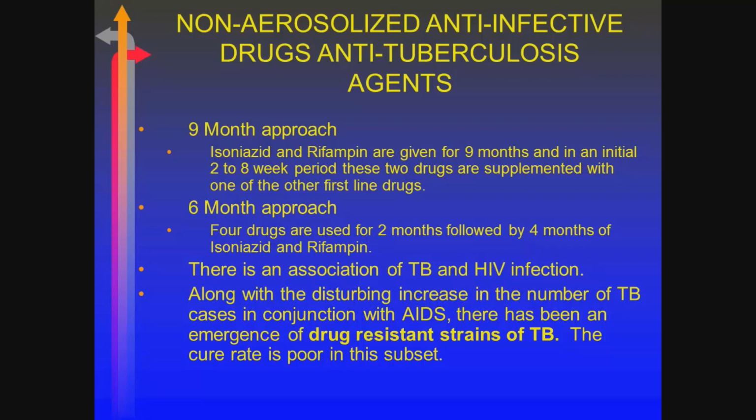In the case of the first one, it's just 2 drugs that are used. In the case of the 6-month approach, it's 4 drugs that are involved. There's a big problem with tuberculosis in the population that are HIV infected. And one of the areas where we're seeing a real nasty strain come out are prisons, because they're close together. Often they have HIV. So it's nasty, and this is where these drug-resistant strains of tuberculosis are being identified. In that group, the cure rate is very, very poor.